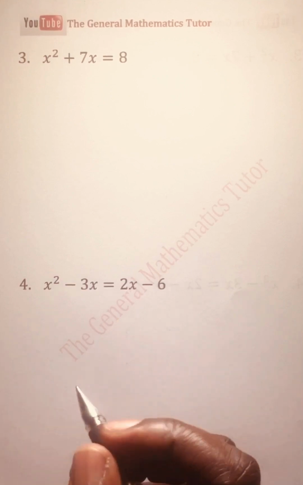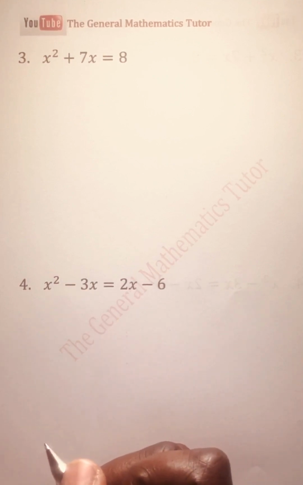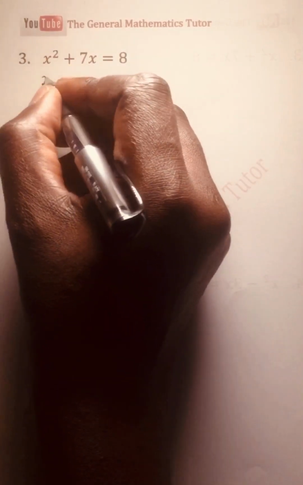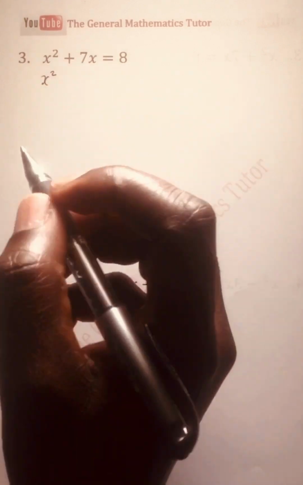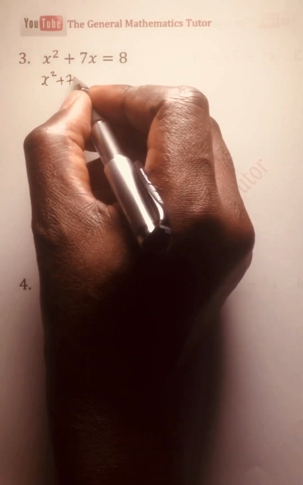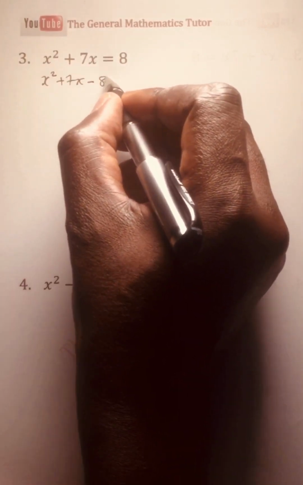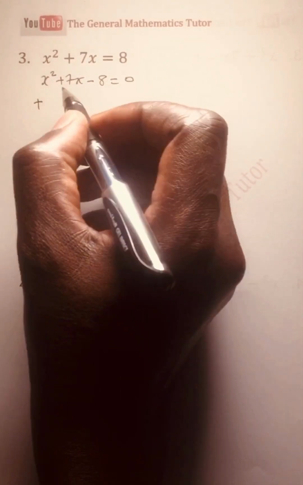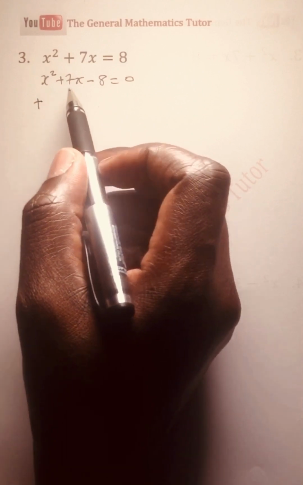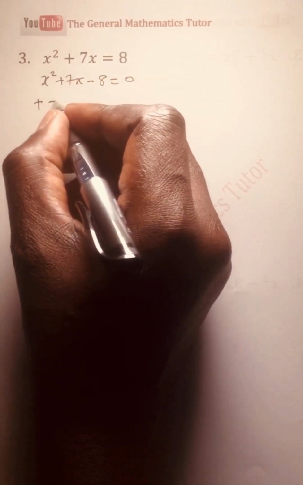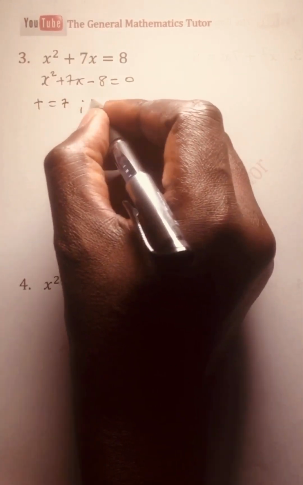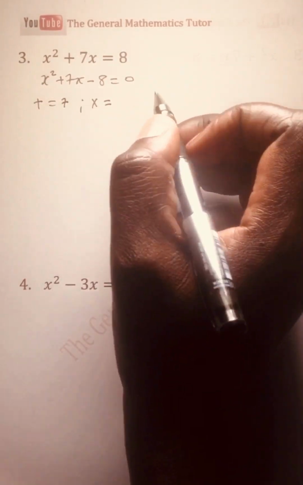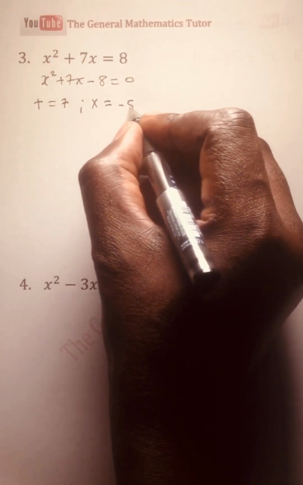Number 3, x squared plus 7x is equal to 8. So the first thing is just to write in standard form. So we're going to have x squared plus 7x minus 8 is equal to 0. Then we're going to look for two numbers whose sum is the same as b, and b in our case is 7, so the sum should be the same as 7, and the product of those two numbers should be the same as 1 times negative 8, that is a times c, which is negative 8.